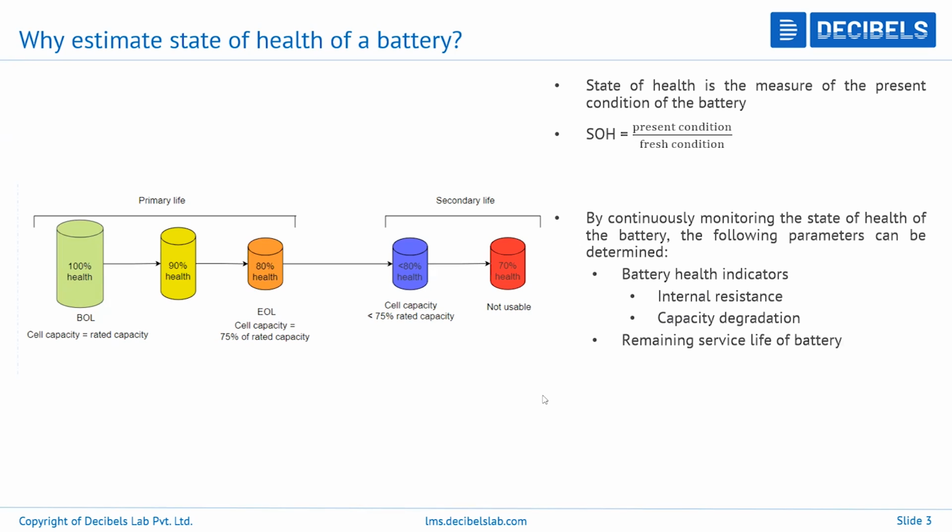Yeah. But why is it important to monitor the state of health? The most important reason is that we need to know the battery health indicators. In essence, the two most important battery health indicators are internal resistance and capacity degradation. If we are able to derive and determine these values during the real-time usage of the cell or the battery pack, then we're able to determine your service life, or you can even say shelf life.